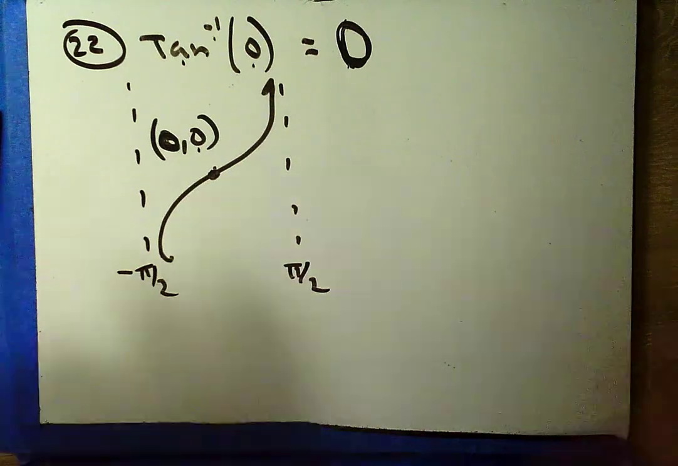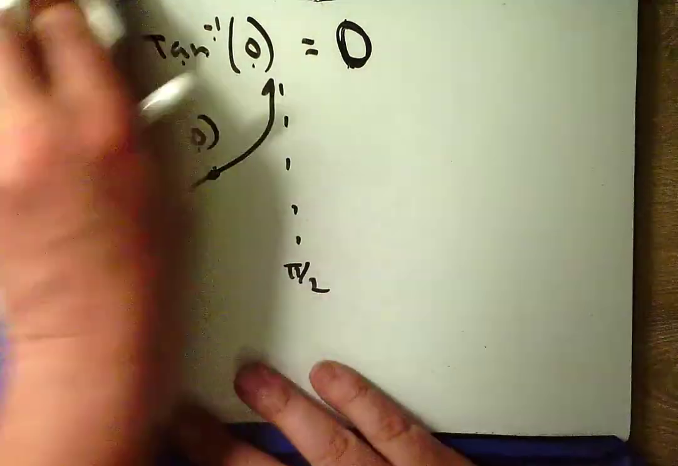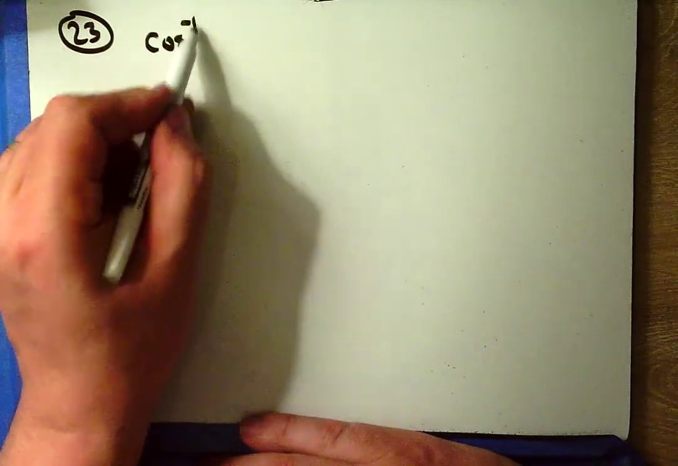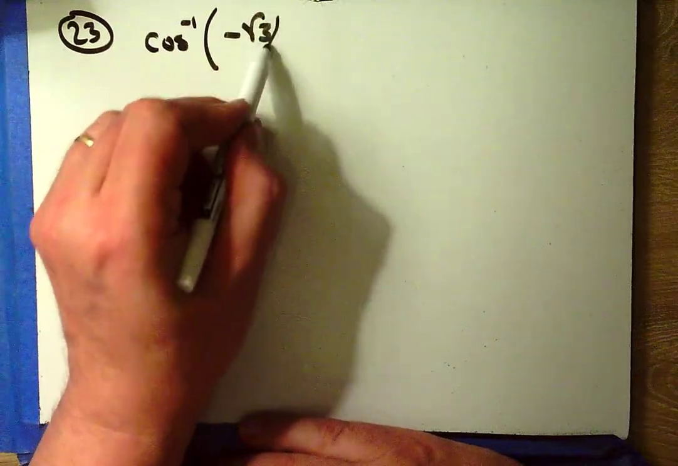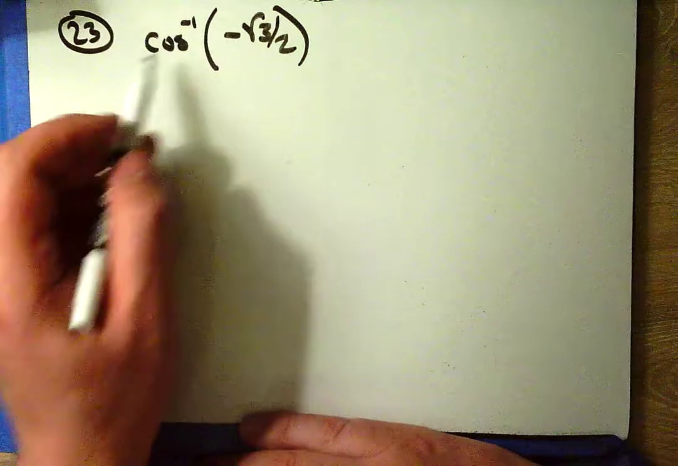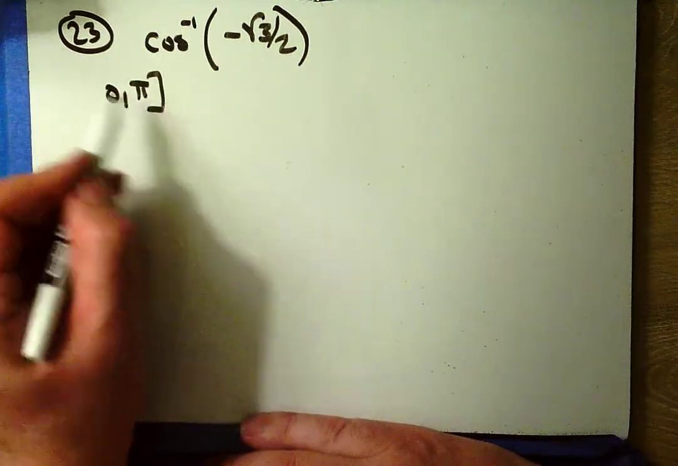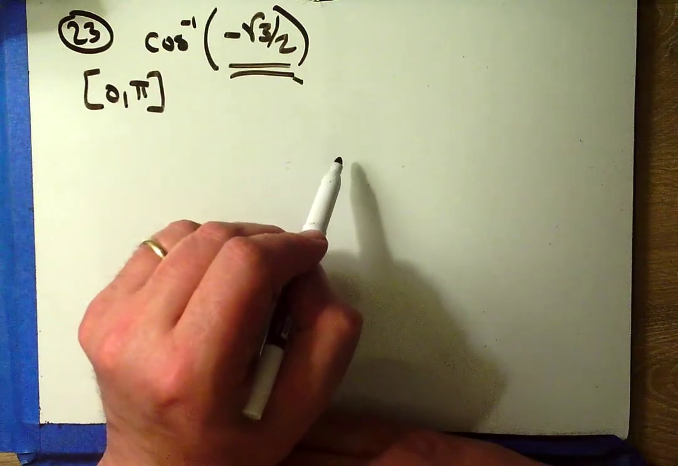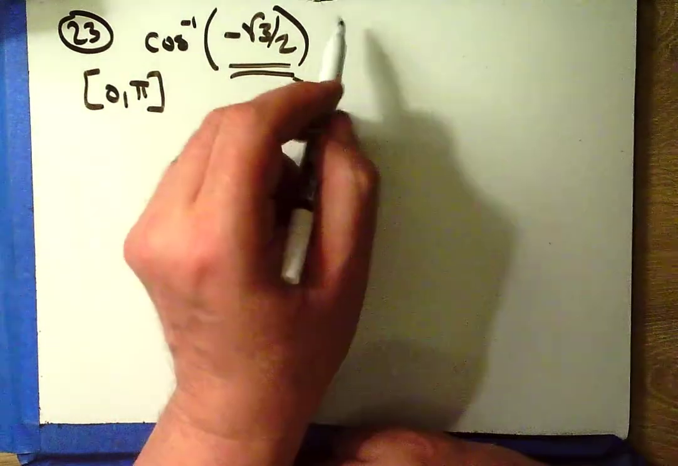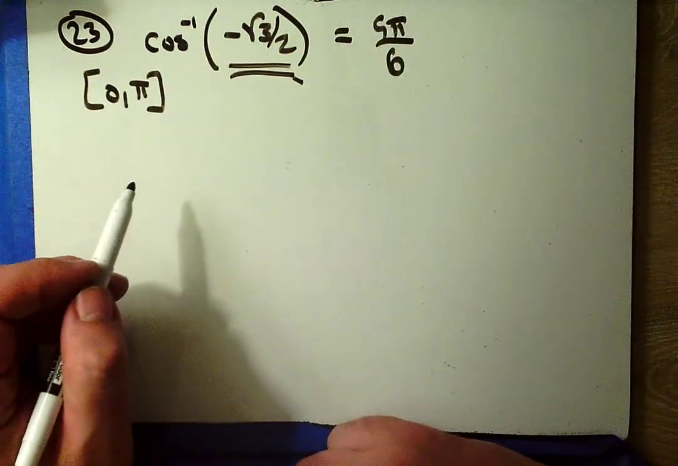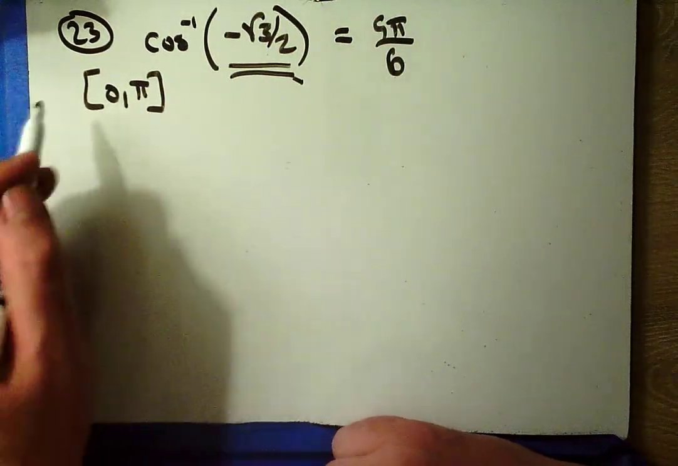23. Cosine inverse negative root 3 over 2. What angle within the restriction of inverse cosine, which goes from 0 to pi, has an overness, or an x value, of negative root 3 over 2? Well, we know that's 5 pi over 6, because we're comfortable with our unit circle. 24.